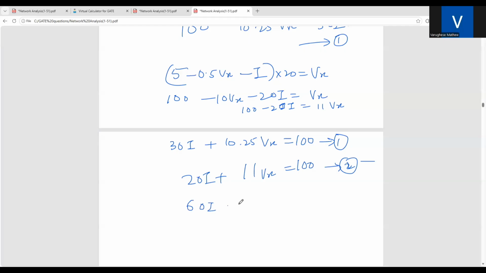First equation will be 60I plus 10.25 into 2, 30 into 2 is 60, 10.25 into 2 is 20.5 Vx is equal to 200. The second equation I multiplied with 3. So 60I plus 33 Vx is equal to 300.